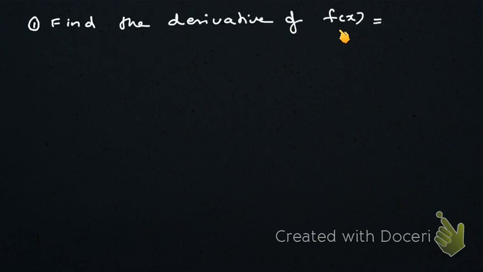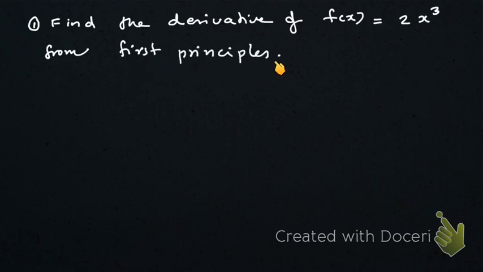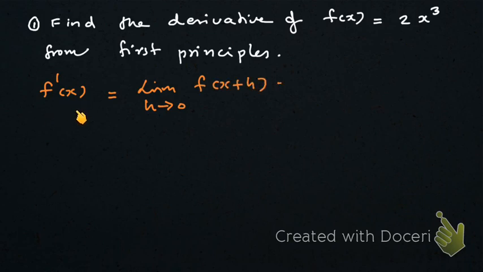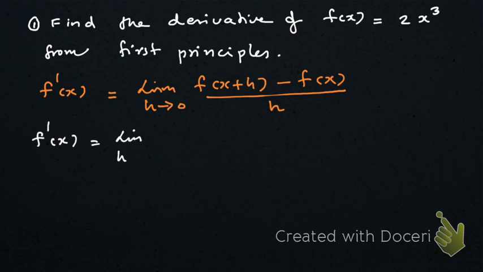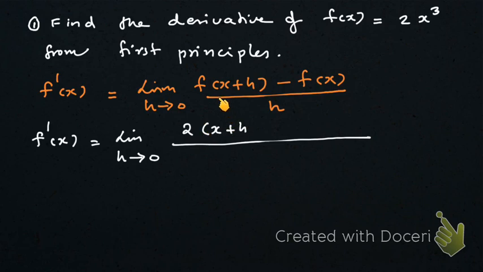So here you have a question. Find the derivative of f of x is equal to 2x cubed from first principles. So what I'm going to do is, this is my function f of x. I'm going to write my basic definition of f dash of x, the derivative definition, first principles. f dash of x is limit h tending to 0 of f of x plus h minus f of x by h. I'm going to sub into this formula. So I'll say f dash of x is equal to limit h tending to 0 of f of x plus h. Let me see what my f of x is. My f of x is 2x cubed.